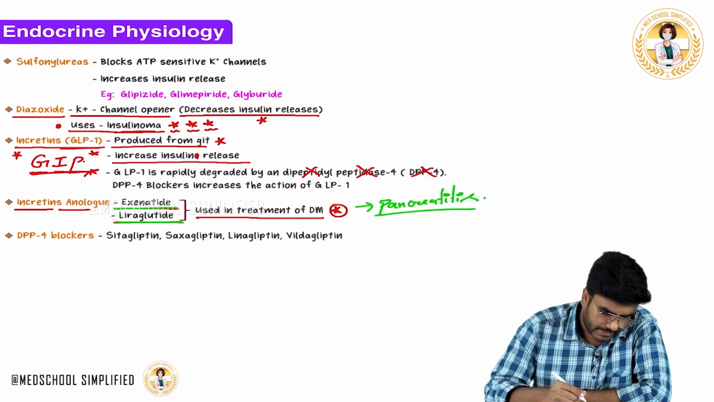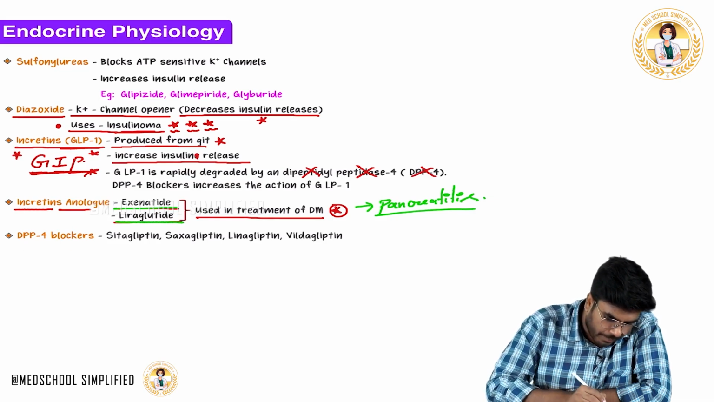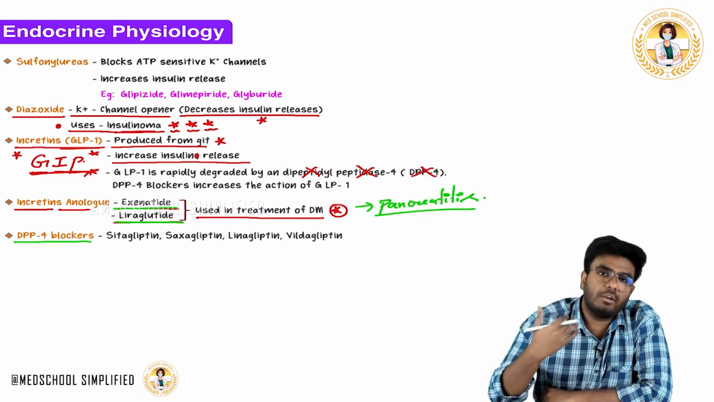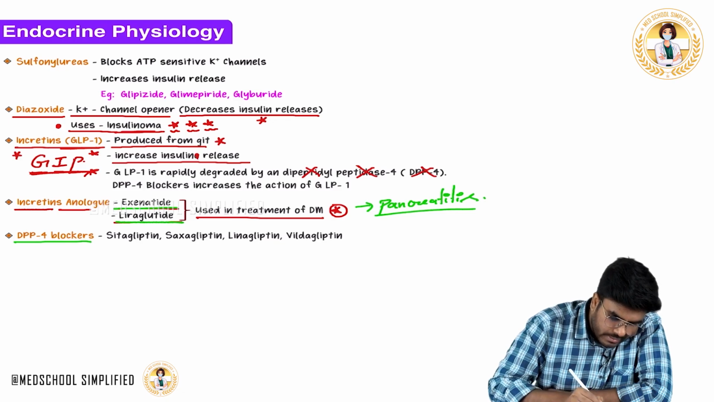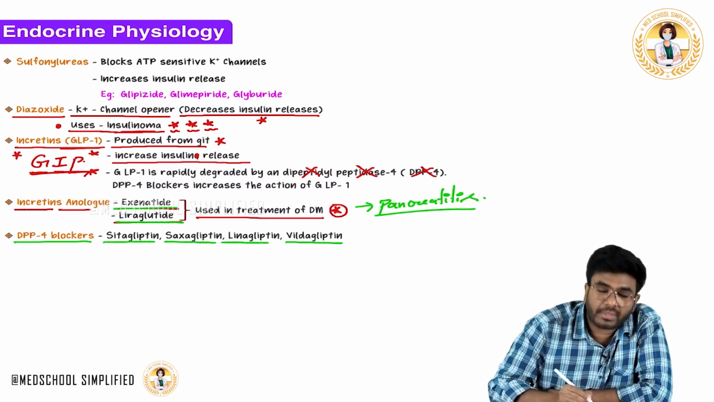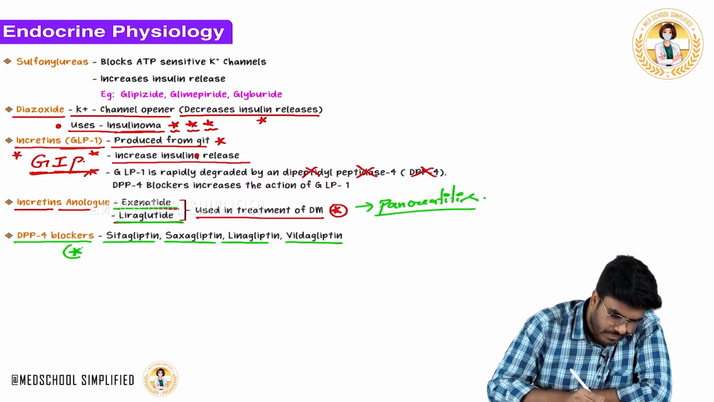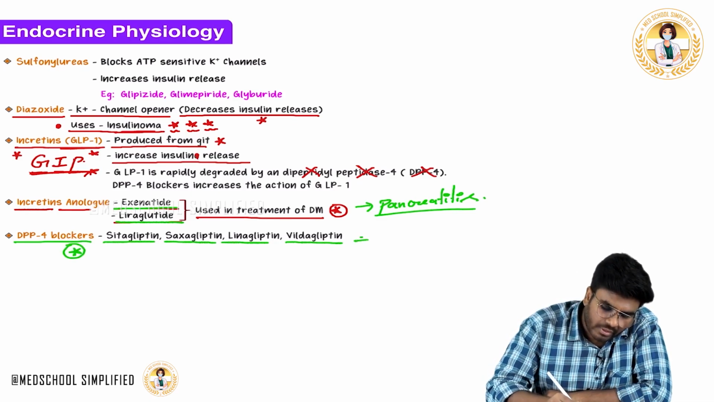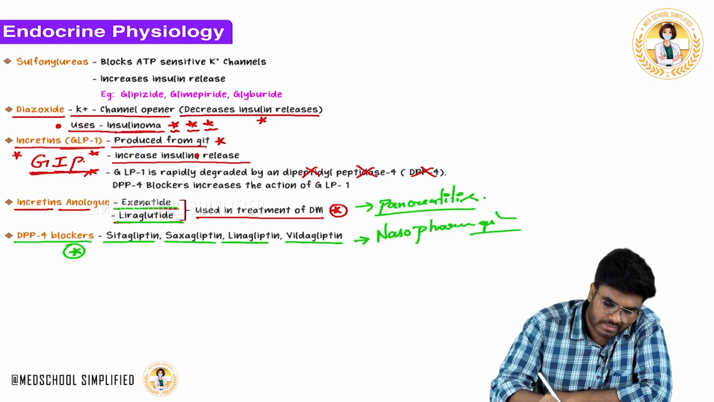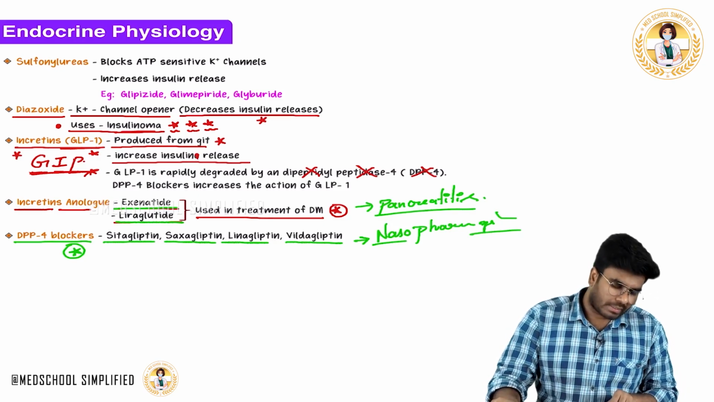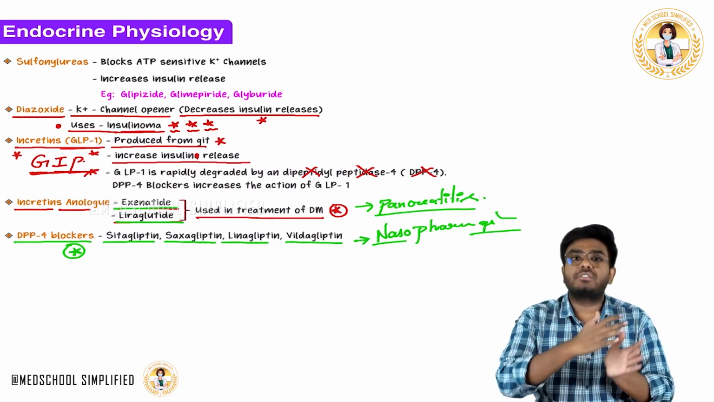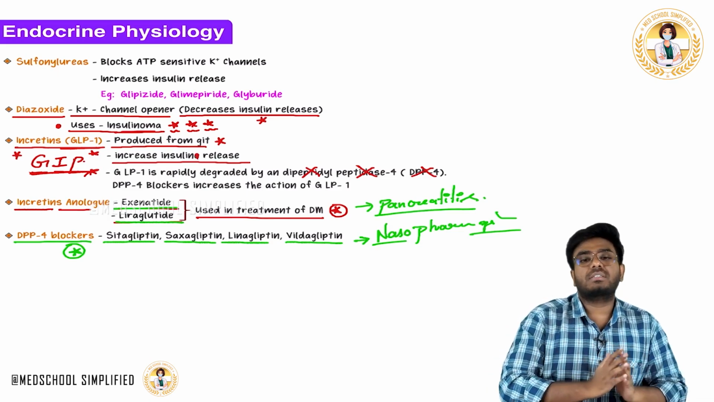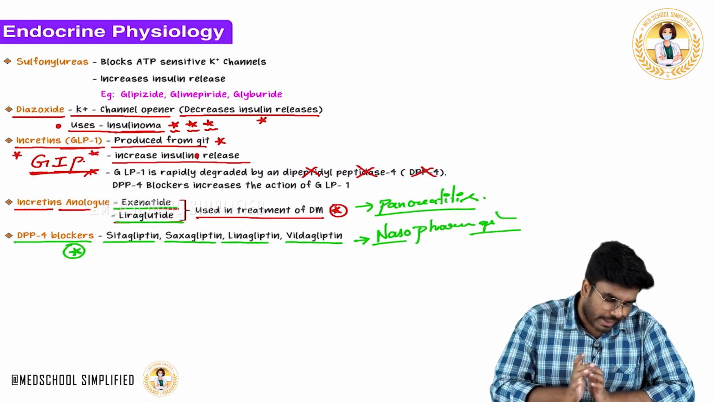Since they are stimulating the pancreas, they might cause pancreatitis. And drugs like DPP4 inhibitors, you have to inhibit that enzyme so that there will be more action of the incretin molecules and more half-life for them. DPP4 inhibitors like sitagliptin, saxagliptin, linagliptin, vildagliptin, all these gliptins, are also used in the treatment of diabetes mellitus. But the side effect of these drugs is nasopharyngitis. So these are some important pharmacological correlations which I want you to know regarding insulin release, and how these drugs are helpful in the treatment of diabetes mellitus.